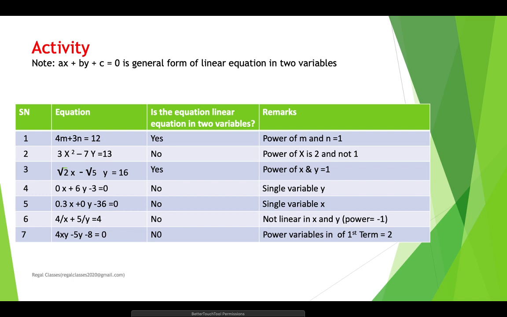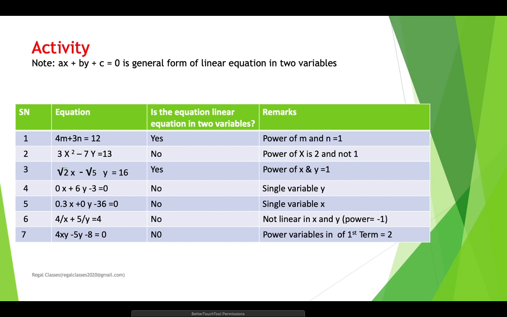Now let us look at various examples here. 4m + 3n = 12 is a linear equation because the power of m and n are both equal to 1 each. 3x² - 7y = 13 is not, because the power of x is 2, not 1. √x - √5 y = 16 is a linear equation in two variables because the power of x and y are both 1. Coefficients may be roots, but the power of x is 1, so it is linear.